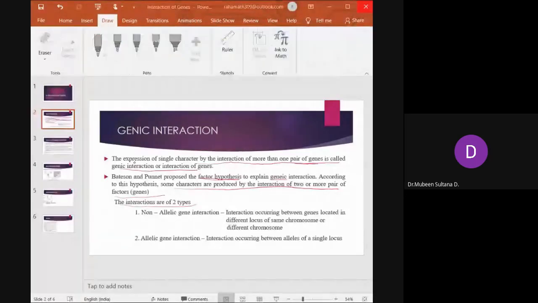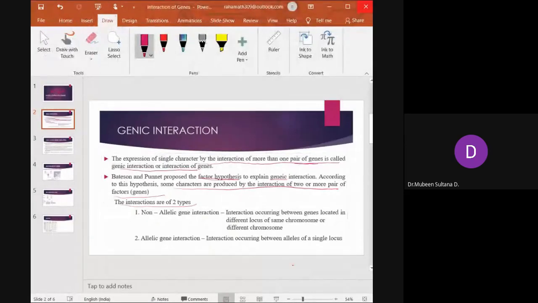So when we talk about genic interaction, it is a single character, and the interaction of more than one pair of genes is called gene interaction or interaction of genes. These were the two scientists, Bateson and Punnett, who formulated this hypothesis of genic interaction. And they said this genic interaction is of two types: the non-allelic genic interaction and allelic gene interaction.